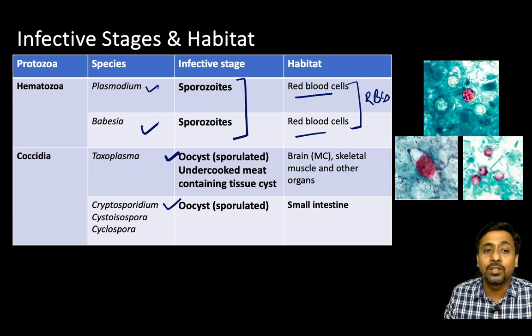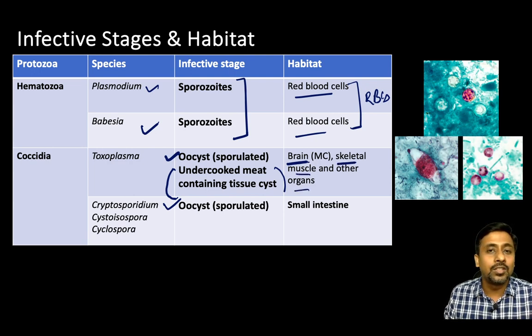However, in case of Toxoplasma, if you have gone through the previous lecture, I told that Toxoplasma can also be transmitted by ingestion of undercooked meat containing the tissue cyst. And the most common habitat of Toxoplasma in human is the brain, followed by skeletal muscle and other organs.